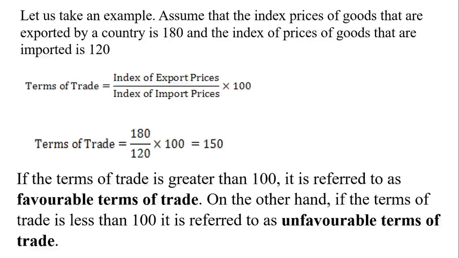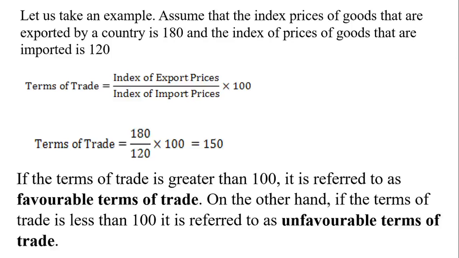The reason why we use index of export prices and index of import prices is you cannot go around and count all the prices of all export products, then go around and count the prices of all import products. So what we do is we find a basket of export products and then find an index for their prices, and the same for the import prices. So that is the terms of trade.